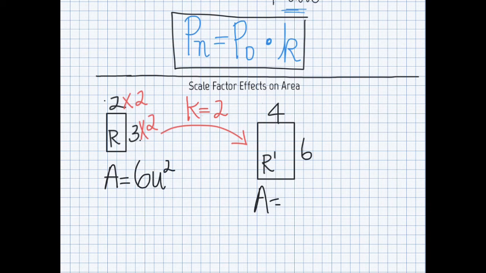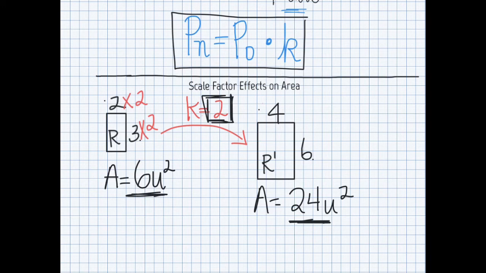Now let's calculate the area of the new image. So we would say 4 units times 6 units. The new image rectangle R prime has an area of 24 units squared. So let's analyze how this scale factor of 2 affected the area of the new image. We can ask, how many times larger is the new area than the original area of 6 units squared?